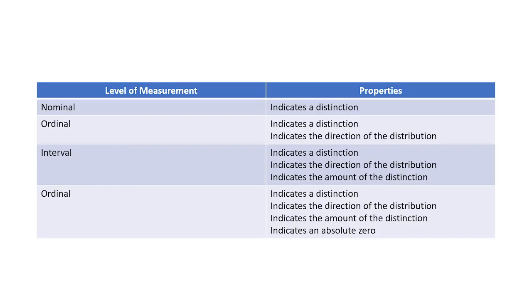Okay. So, to sum it up, here are the different properties of each level of measurement. So we have first the nominal, which indicates a distinction, but no specific order. Ordinal, we added the direction of the distinction, meaning we have order. And for interval, we added the indication of the amount of distinction. And for ratio, we added an absolute zero.